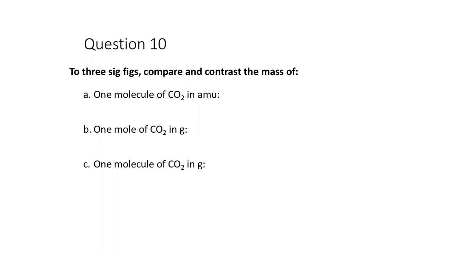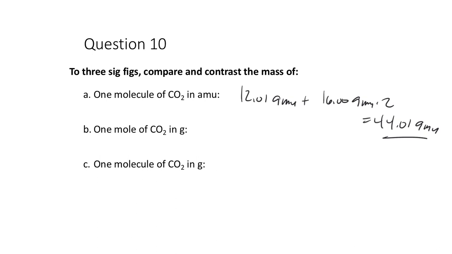So to 3 significant figures, compare and contrast the mass of 1 molecule of CO2 in atomic mass units. And so 1 molecule of CO2 in AMU is just taking 12.01 AMU plus 16.00 AMU times 2 for oxygen. And so there'll be 44.01 atomic mass units. So that's the mass of 1 molecule of CO2 in atomic mass units.